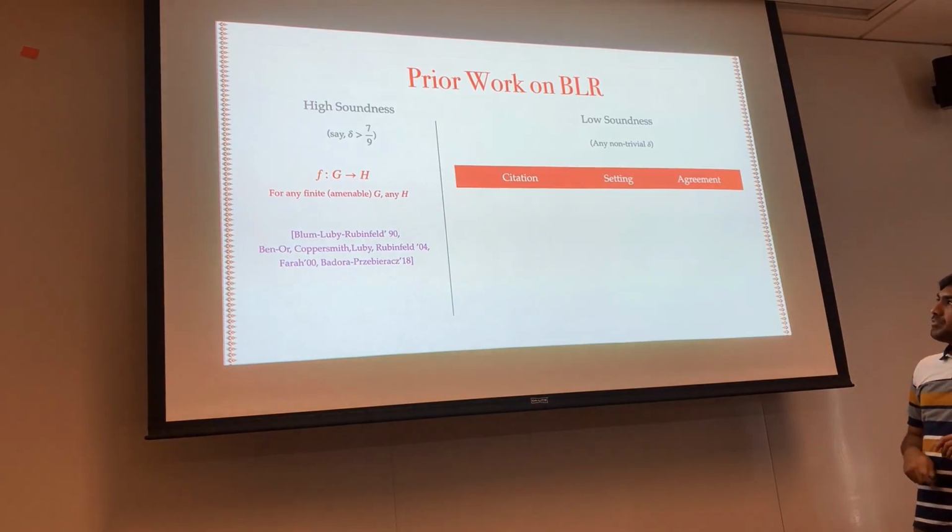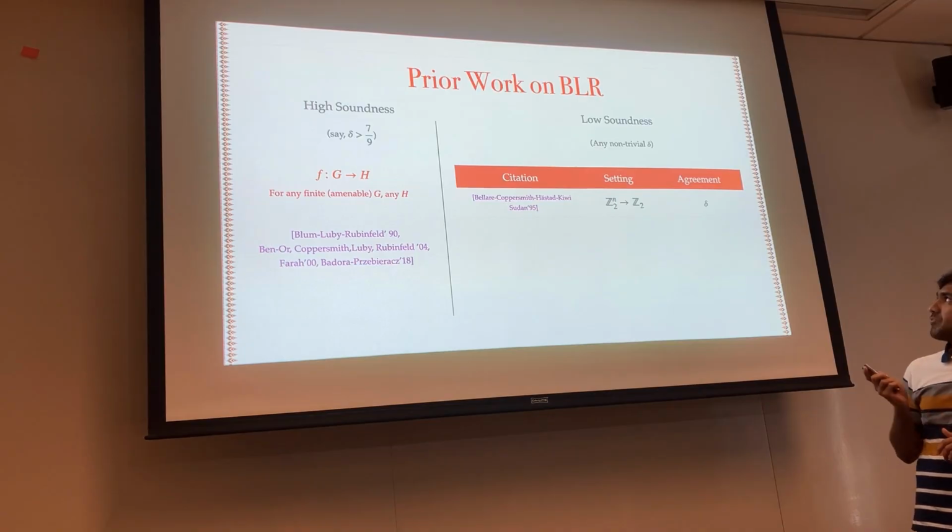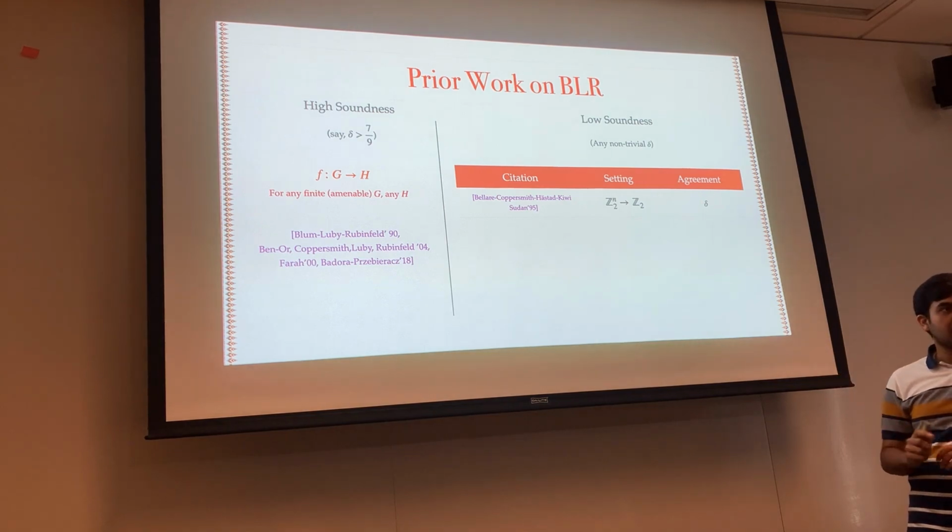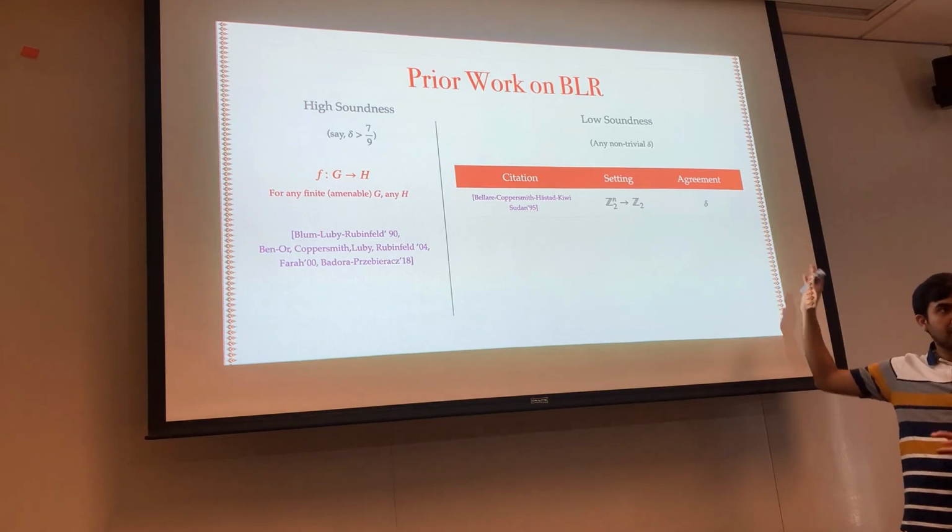Okay, so what do we know? We know very little in this regime. The classical result is the one for the hypercube, so Z2 to the n to Z2, which says that if the BLR test passes with probability delta, then there is a function that agrees on delta fraction of points. So in some sense, this is like the optimal thing that we want. As delta goes to 1, this smoothly goes to 1.